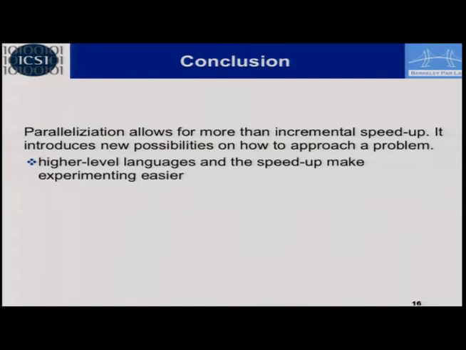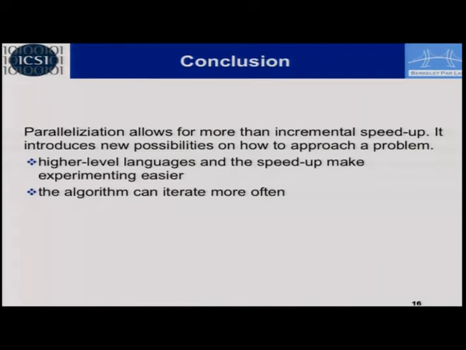First of all, higher level languages and the speed up make experimenting easier, which is really, you know, making researchers' life easier is a feature. And then the algorithm can iterate more often. That means we can increase the accuracy. Also, we have other research on speech recognition where we increase the accuracy of speech recognition because now we have like 200 times more time to do the same thing.